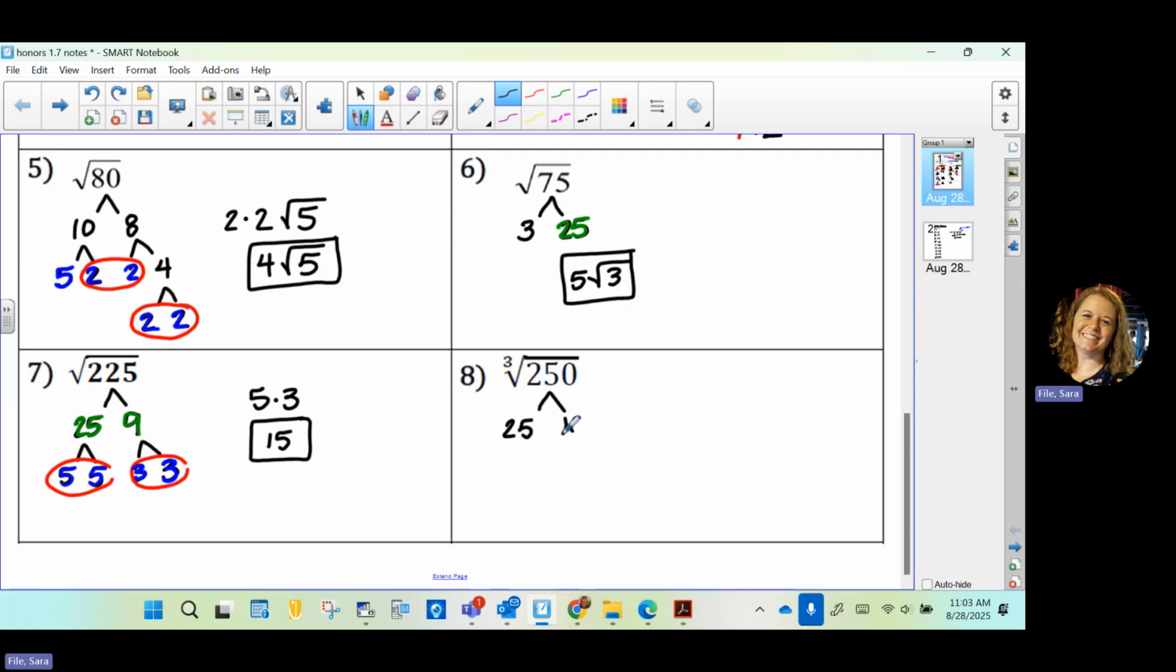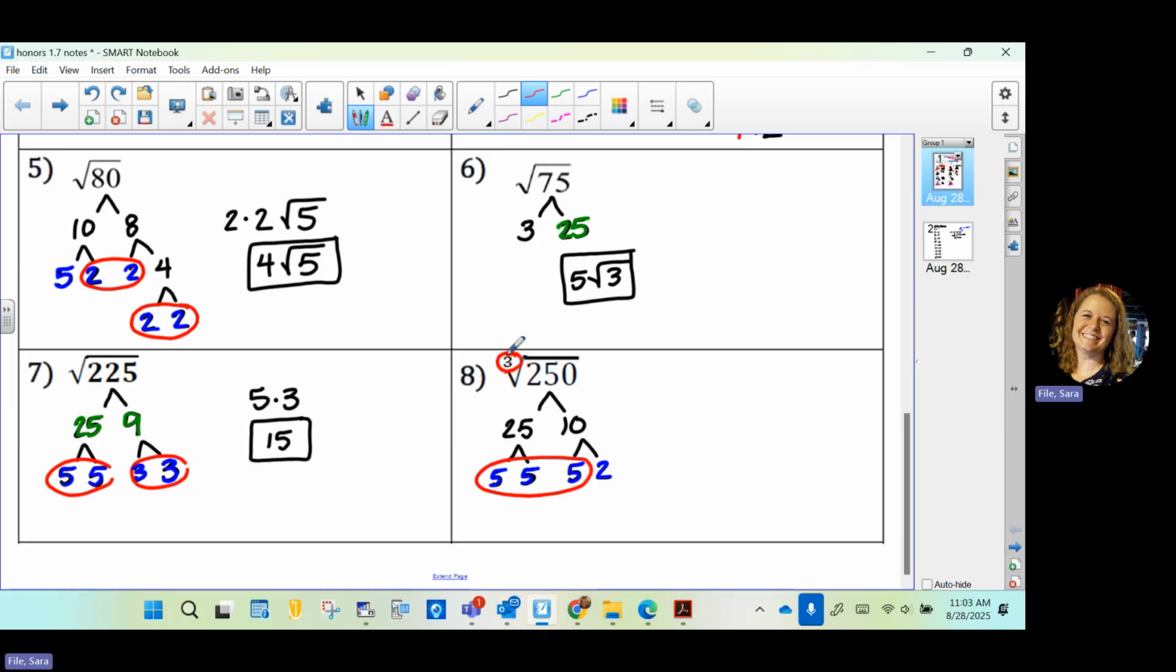Okay, now I would not stop here with the 25 since it's a perfect square, because I'm not doing square root, I'm doing cube root. So I have to keep going with that 25. That would be 5 times 5. And the 10 would be 5 times 2. Now, all of those are prime numbers, right? And I'm looking for 3 of a kind or a triple. Are there 3 of the same number there? I'm looking for 3 of the same number because it's a cube root.